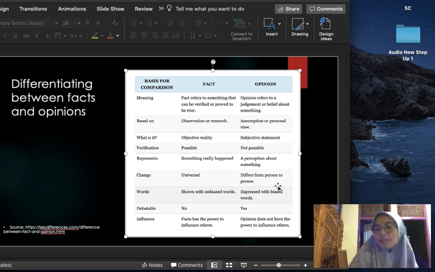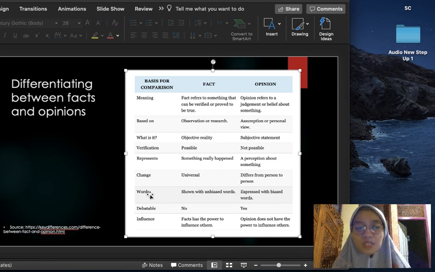But if it is a fact, you will say that, oh, it's, I don't know, 39 degrees Celsius at the moment, so it's a fact. Whether you perceive it as hot or not, the fact says that it is 39 degrees Celsius. Kayak gitu.